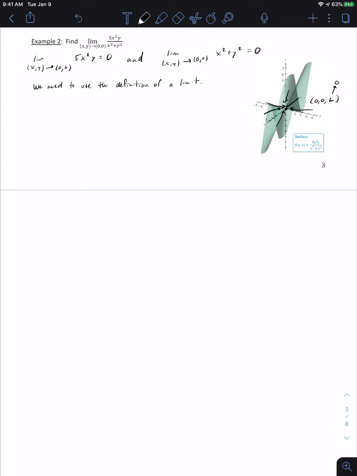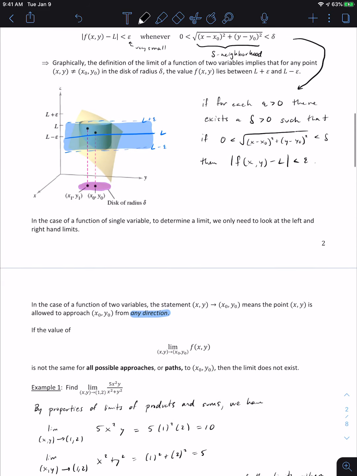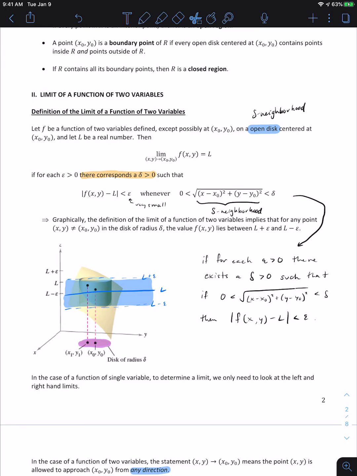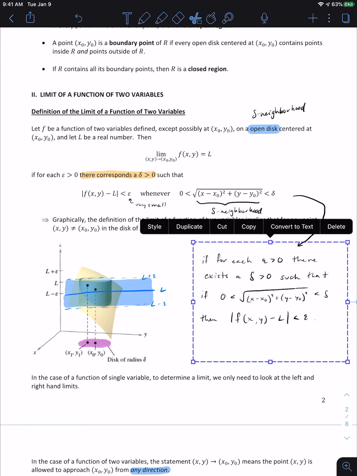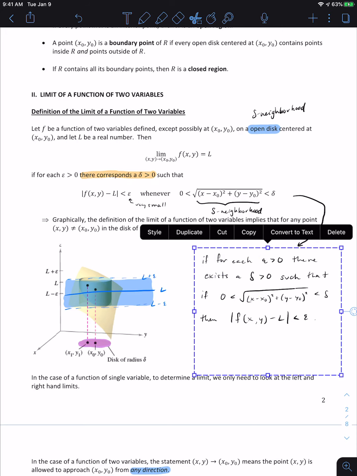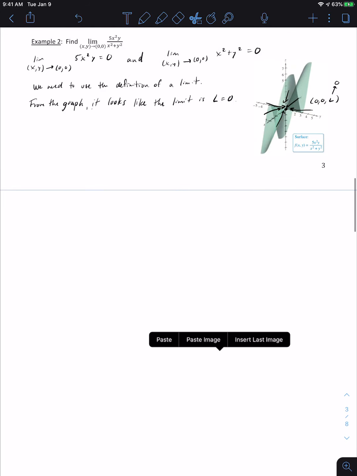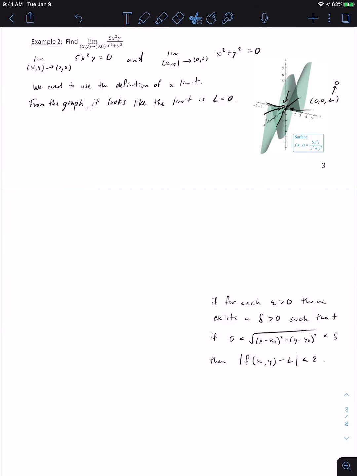Let's use the limit definition to prove that. From the graph, it looks like the limit is L equal to 0. So that's what we're going to use in our limit definition. I'm going to go ahead and copy this here because we're going to use it over and over again, and we'll talk about it here.